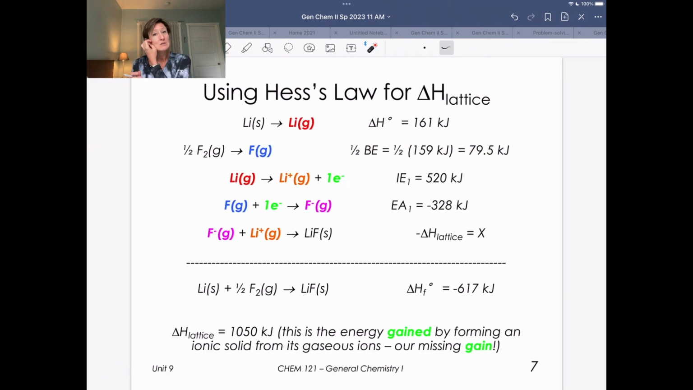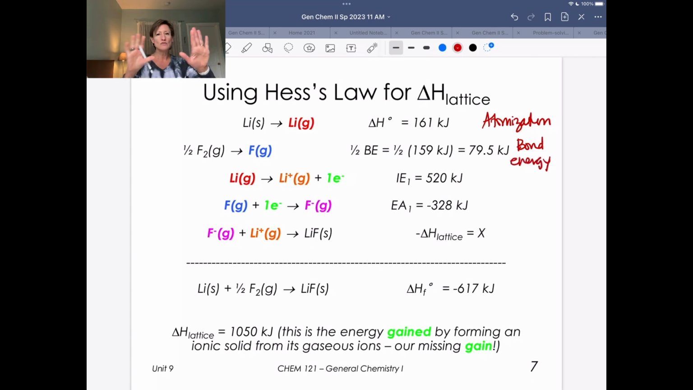So let's look at this specifically for this lithium fluoride example, right? So here's all of these things that we talked about. This is atomization. I'm going to write these down here. I want you to know these names. This is atomization, right? That's going to be a cost. That's why it's a positive delta H. This is bond energy. When we need to split those 2 fluorine atoms apart, when they're in diatomic fluorine gas, and make them into gaseous fluorine atoms, that's bond energy.